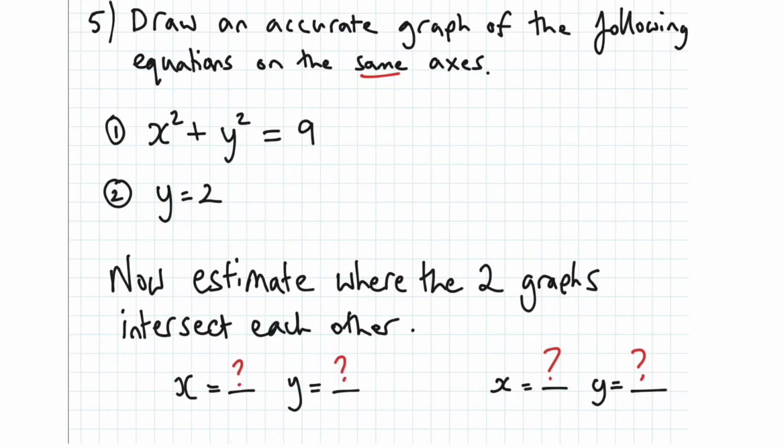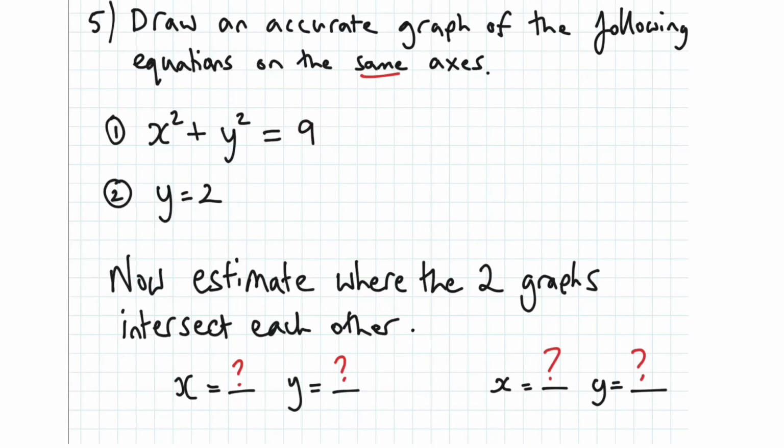Now, on this first question, there's a pair of questions here that are linked. On this first of 2 questions, you've got to draw this graph and this graph on the same axes, accurately, properly plot those graphs, and then it says estimate where the 2 graphs intersect each other. So basically you're just looking to see where this line cuts through this graph here. So you need to write down the coordinates of where those 2 graphs intersect. This line should cut through this graph here twice. So write those coordinates down just by looking at your graph.